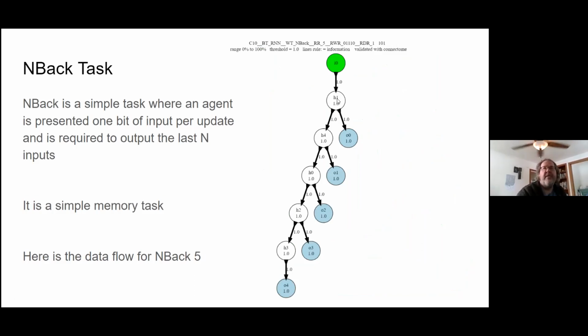The input flows in, it happens to go to hidden 1. Hidden 1 sends it to output 0 and also to hidden 4. Hidden 4 sends it to output 1 and hidden 0 and so on. And this is why I'm calling this data flow, because you can see the input flows in and then progressively through the hidden nodes. Each time it sends some information out.